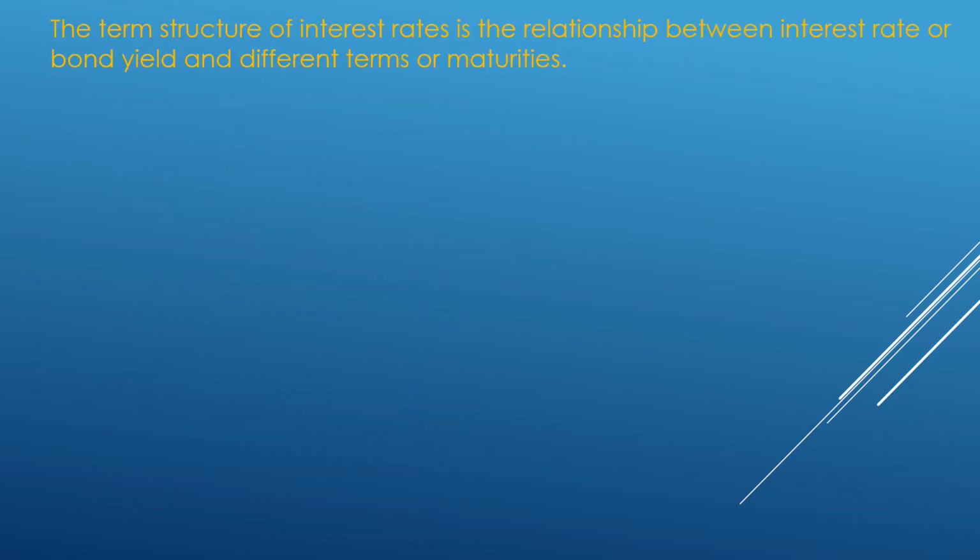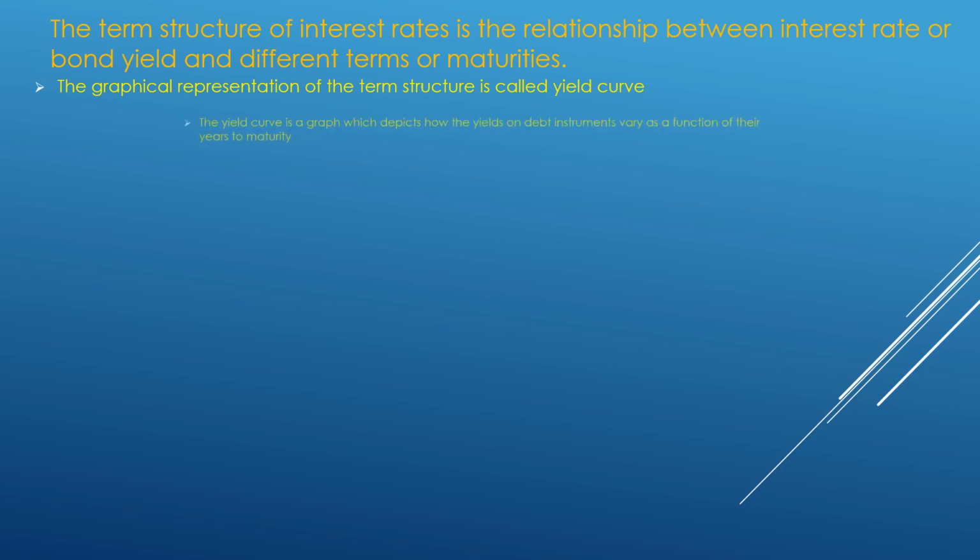Now, what is the term structure of interest rate? Term structure of interest rate is the relationship between interest rate or bond yield and different terms of maturity. The graphical representation of the term structure is called the yield curve.